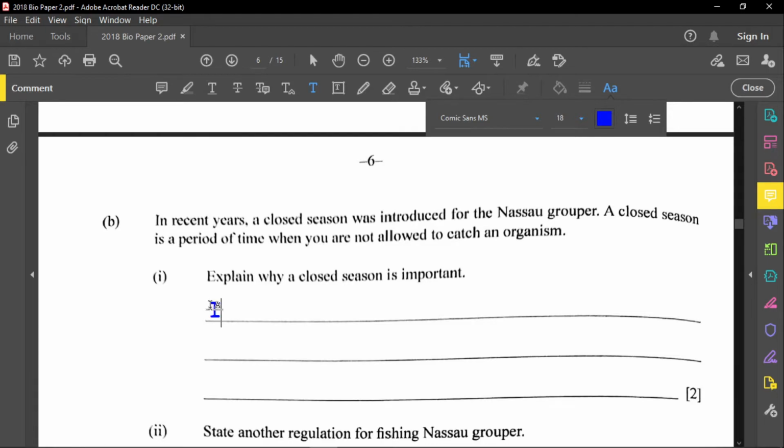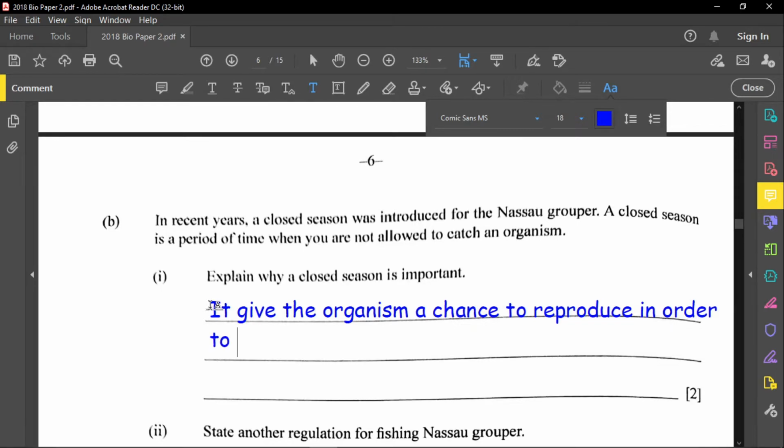And this now gives the organism time, or a chance. Give the organism a chance to reproduce. Okay, so reproduce in order. Because it's a 2 mark, let's put 2 things there. In order to maintain the population.